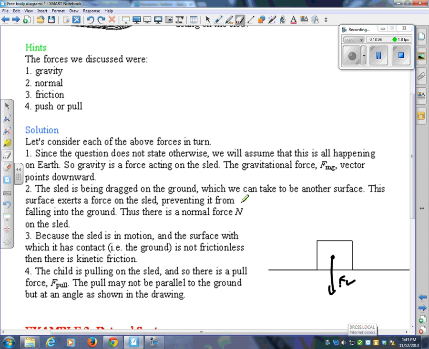You can draw it emanating from the center. Some places prefer it to be from the edge. I really don't care. Weight force, down. The sled is being dragged on the ground, which we can take to be another surface. This surface exerts a force on the sled, preventing it from falling into the ground. Thus, there is a normal force on the sled.